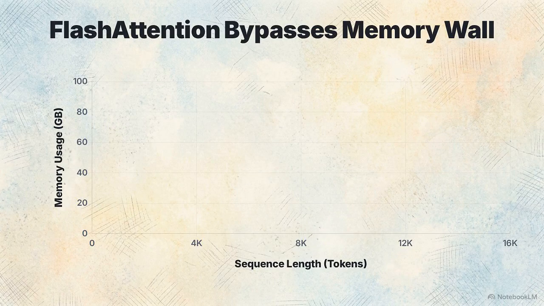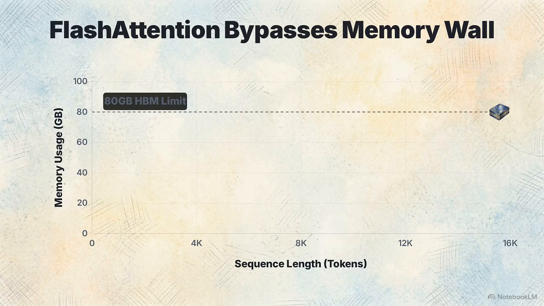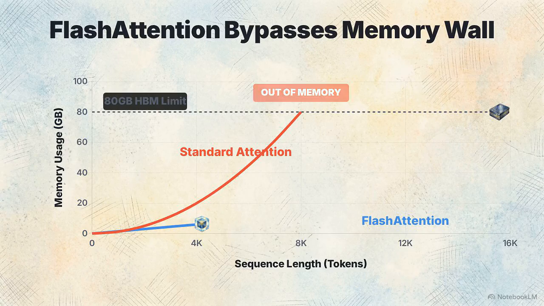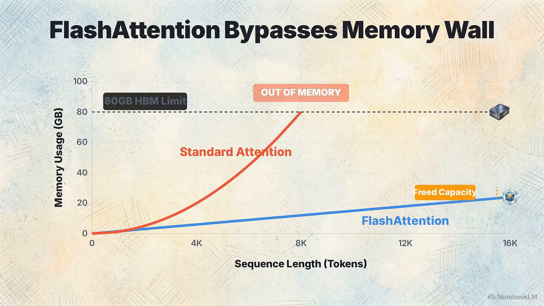This line graph plots sequence length against memory usage. As the context window grows, standard exact attention curves upward quadratically. The hardware runs out of available HBM, triggering a strict out-of-memory failure. Plotted on the exact same benchmark, FlashAttention produces a flat, linear trajectory. Because it only ever stores the inputs and the final output, its memory footprint scales proportionally to the sequence length, easily bypassing the previous hardware ceiling.